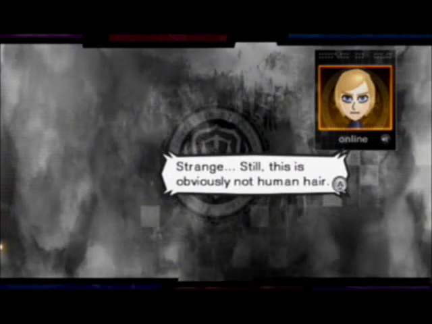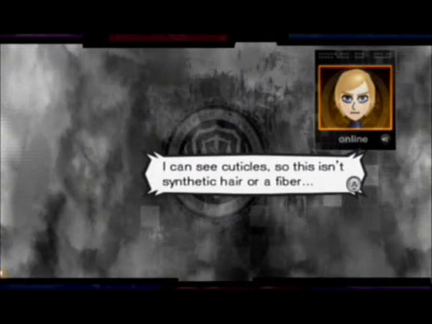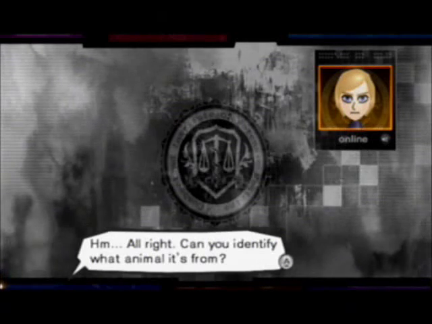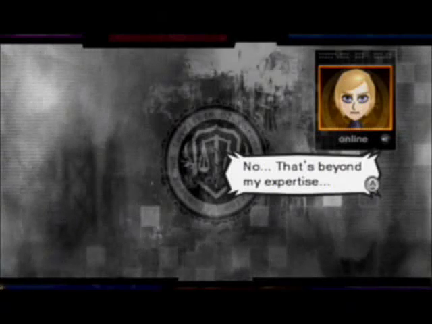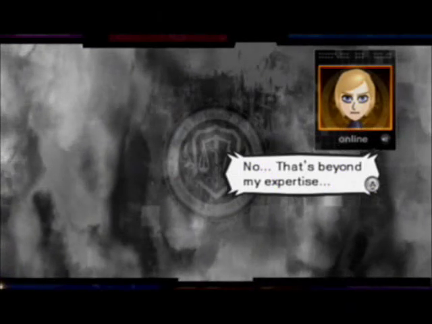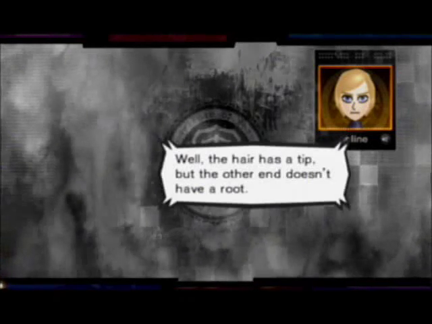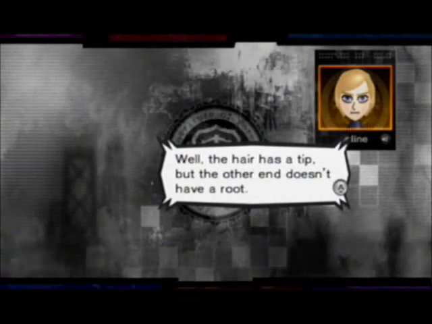Strange. Still, this is obviously not human hair. I can see cuticles, so this isn't synthetic hair or a fiber. All right. Can you identify what animal it's from? No, that's beyond my expertise. Then send it to the person in your department who can. But I do see something odd about it. Go on. Well, the hair has a tip, but the other end doesn't have a root.